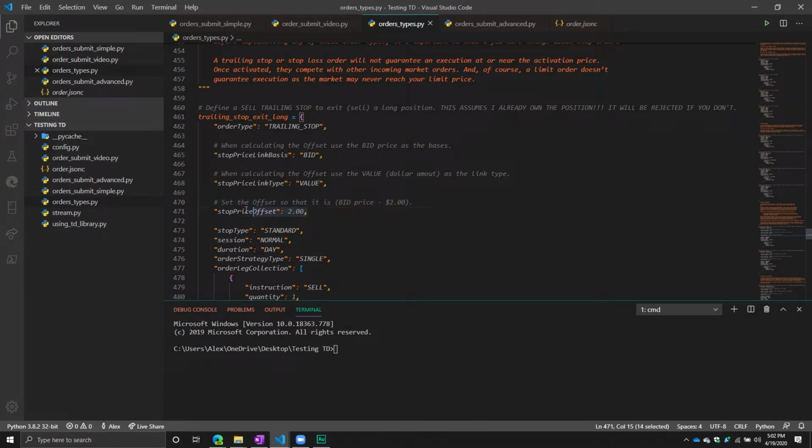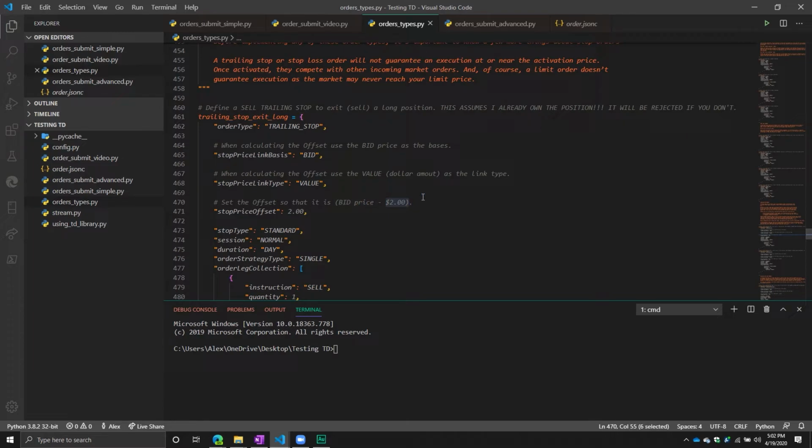Additionally, what is my offset? How big is my value? It's going to be $2. So in this situation, it's really my bid price minus $2. That's kind of the idea behind it. You could do ask, you could do last, whatever you want. The idea here is it's that one minus that one.